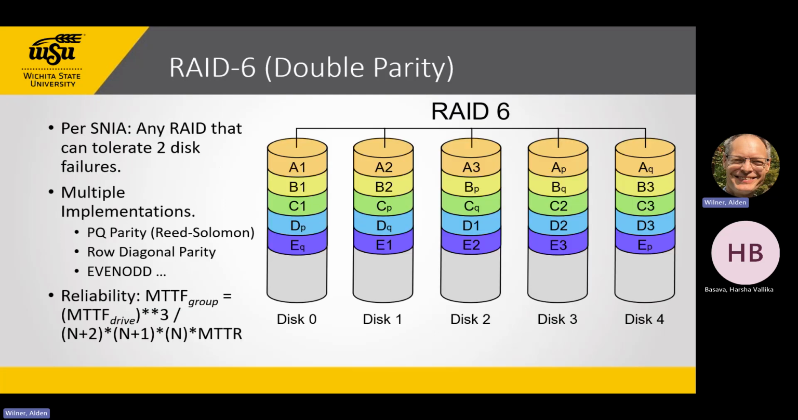So briefly going through these, RAID 6 is any RAID that can tolerate 2 disk failures. How do we do that? We have 2 different parities, P and Q. Now, just like when we went to the Hamming code, we can't just add another parity bit and expect it to help, right? Well, in this case, yes, it can.